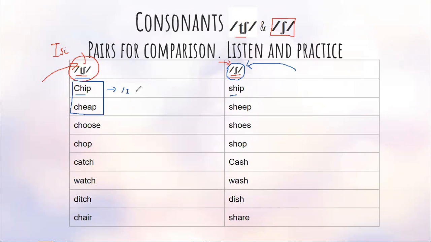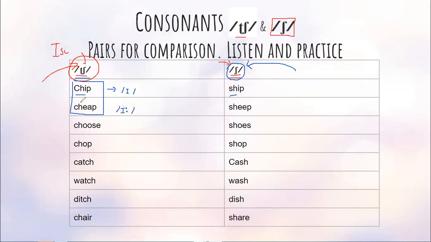Okay, chip, like you said. And this one has the E sound. So it's longer. Cheap, how was it? Yes, cheap. It's a bit longer, okay? So this one, you were correct. This is chip. And this is cheap.